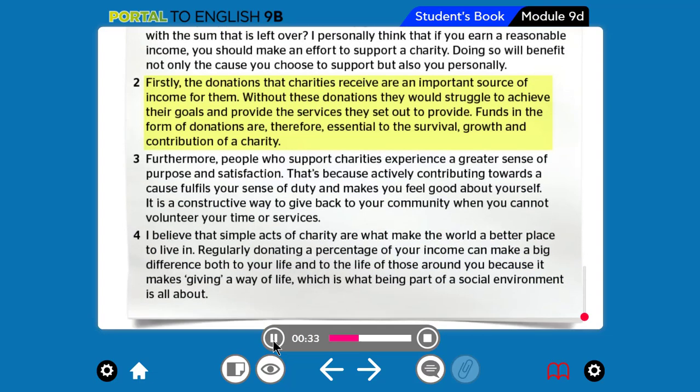Firstly, the donations that charities receive are an important source of income for them. Without these donations, they would struggle to achieve their goals and provide the services they set out to provide. Funds in the form of donations are, therefore, essential to the survival, growth, and contribution of a charity. Furthermore, people who support charities experience a greater sense of purpose and satisfaction. That's because actively contributing towards a cause fulfills your sense of duty and makes you feel good about yourself. It is a constructive way to give back to your community when you cannot volunteer your time or services. I believe that simple acts of charity are what make the world a better place to live in.